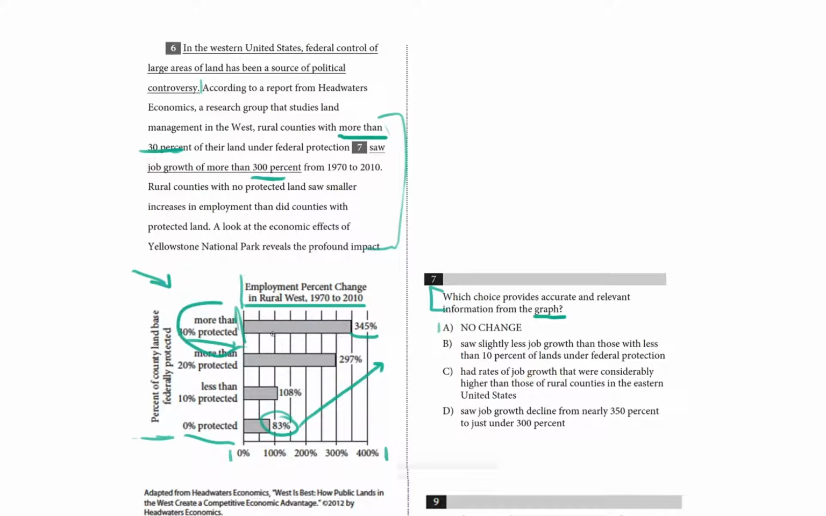Yeah, and that's this first bar graph here. 345% is more than 300. This is the answer. Cool, great. Honestly, on test day, that's all I'd need. I feel confident about that, I'd move on. But for the purposes of this instructional video, let's just check them out and see.